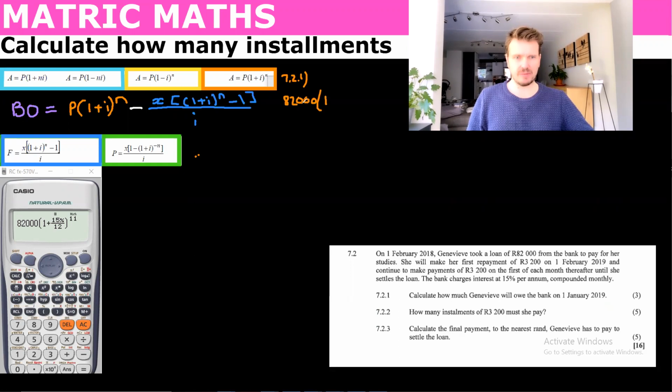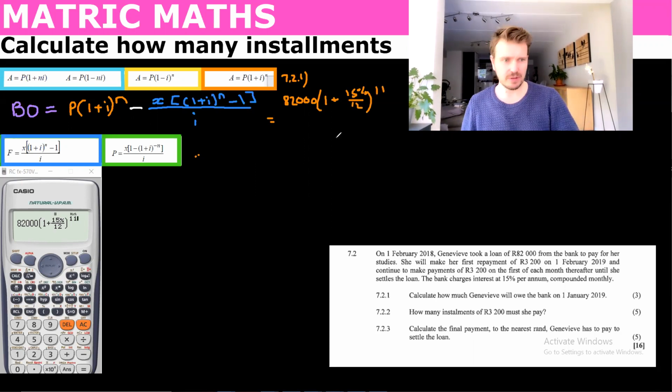And then how many months from February to January? Well, it's going to be 11, right? So the whole of February, March, April, May, June, July, August, September, October, November, December. And then, of course, the 1st of January doesn't count because that's the 1st of January. So it's 11 months. So 1 plus 15% over 12 to the power of 11 is going to give you, put it into the calculator there. I've already done that first one.